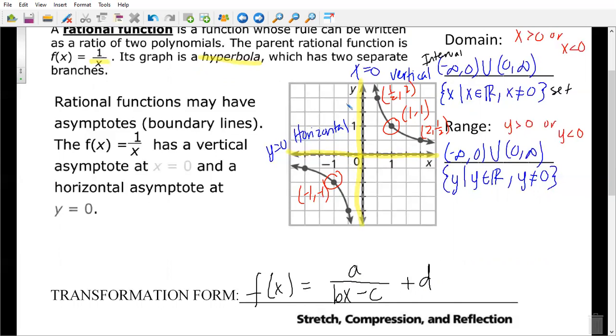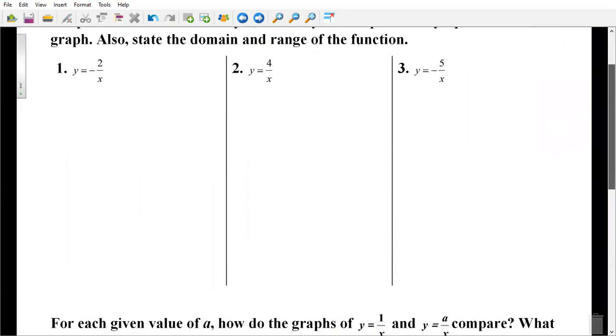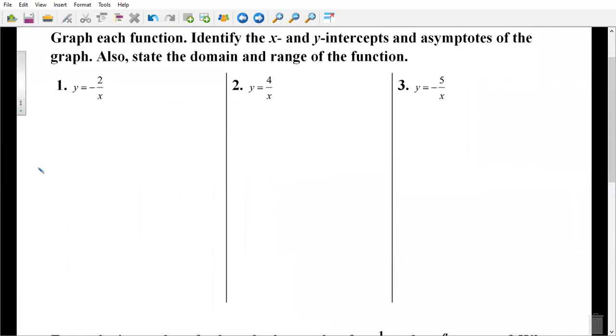I'm going to apologize right now. I should have put graphs on your paper, but I didn't. So you're going to have to sketch along with me, okay? I apologize again. We're going to graph each function. We're going to identify the x and y intercept and asymptotes of the graph, and also state the domain and range of the function, okay?